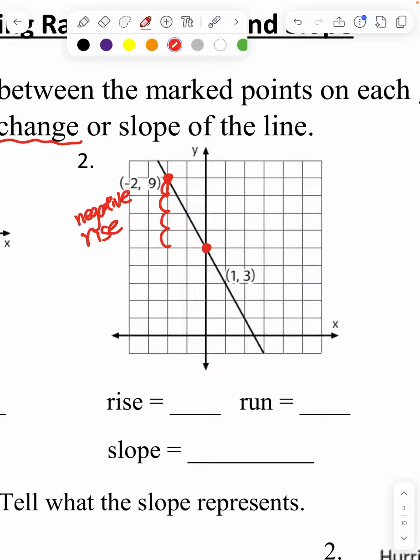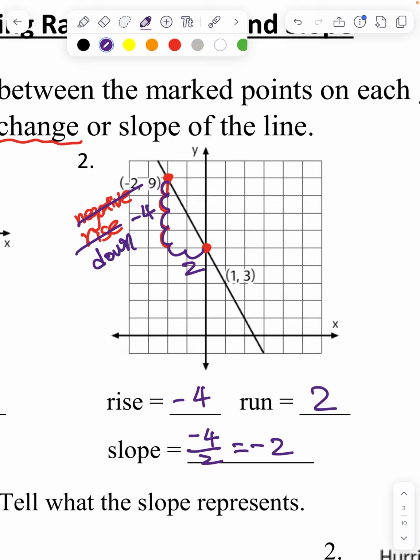Or instead of rise, we just say we go down. Down how many blocks? 1, 2, 3, 4. Down 4, so we write negative 4. What's the run? 1, 2. So run is 2. The rise is negative 4, the run is positive 2, so the slope is negative 4 over 2. Simplify: 4 can be divided by 2, so this is equal to negative 2. When the slope is negative, the graph is going down, like downhill. Negative slope.